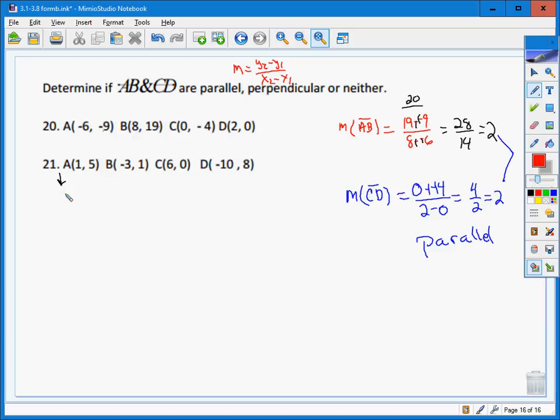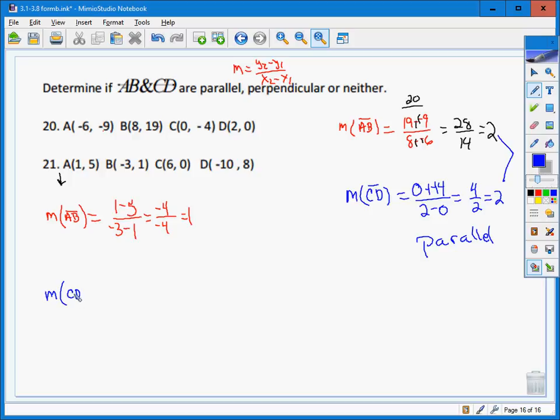Same process for number 21. The slope of segment AB. y2 minus y1, 1 minus 5. x2, negative 3, minus x1, 1. 1 minus 5 is a negative 4. Negative 3 minus 1 is a negative 4. This would be a positive 1 for a slope.